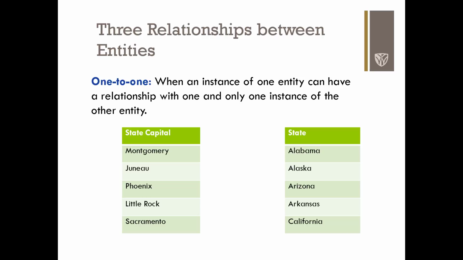A one-to-one relationship is where the instance of one entity can have a relationship with one and only one instance of the other entity. So for example, if we take a look at states and state capitals, each state has exactly one state capital, and each state capital is affiliated with exactly one state. You can't have more than one capital for a state, and each capital is a capital for only one state, not multiple states. So it is a one-to-one relationship, one and only one at both ends of the relationship.